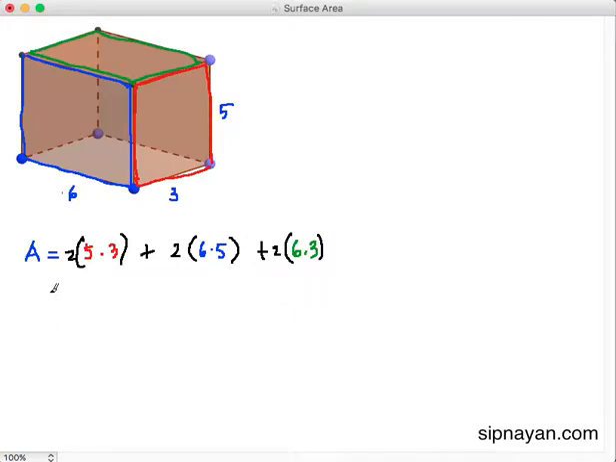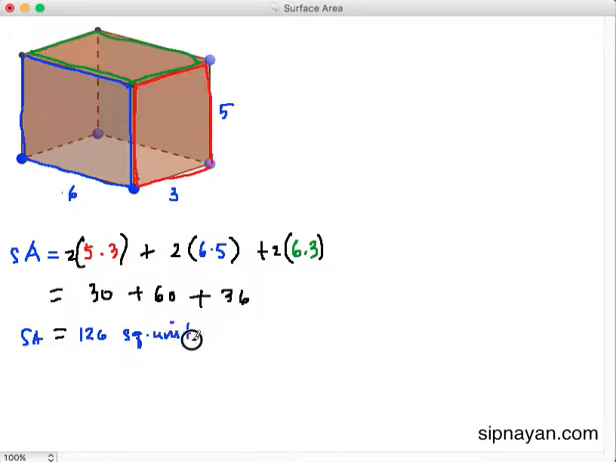Okay? So, by getting the area, we have 2 times, this is 15. That's 30, no? Plus, this is 30 times 2, this is 60. Plus, 6 times 3 is 18 times 2, 36. So, the surface area, no? Total surface area is equal to, what is this? 60 plus 30 is 90 plus 36 is 126. So that's 126 square units, no?